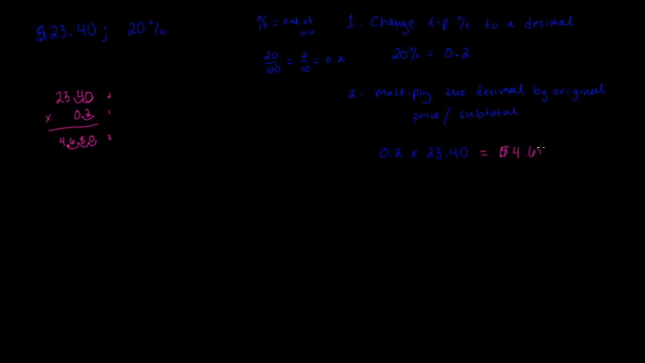So if we take a 20% tip on $23.40, we're going to have a total tip of $4.68. Okay, that would be your tip. So that's your tip right here, right? But we have to actually figure out what the total bill is going to be, right? We can't just leave it at that. So we're going to find the total bill, and the way we do that is we just add them up.